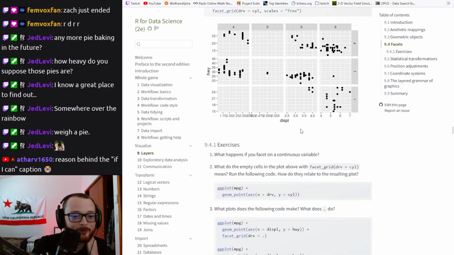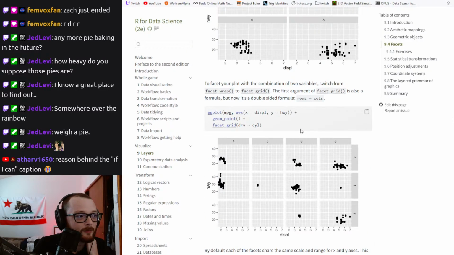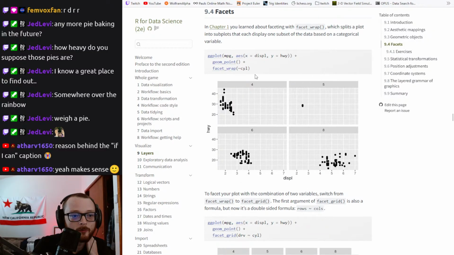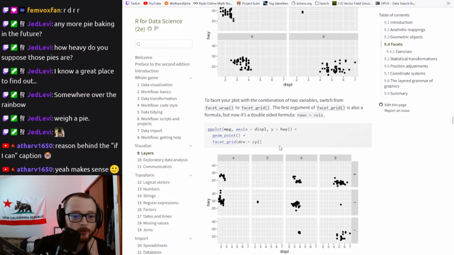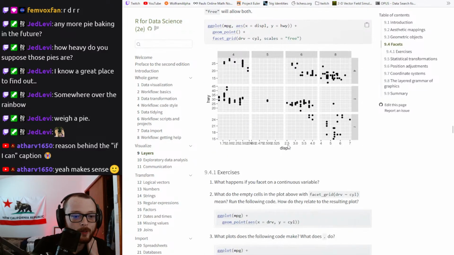Okay, so the quest to learn R continues. Where I left off last time off stream was learning about facets. I don't know why you need a fancy word for this, but it's basically creating a bunch of subplots based on, usually you use a categorical variable. You could do a continuous variable, but kind of weird, and why would you?